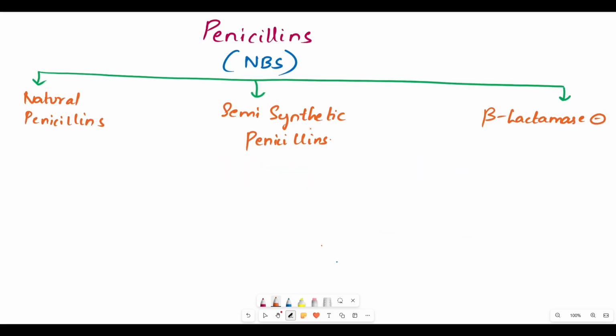So, to remember the subclasses under penicillins, just remember one word, that is NBS, where N means natural penicillins, B means beta lactamase inhibitors, S means semi-synthetic penicillins.